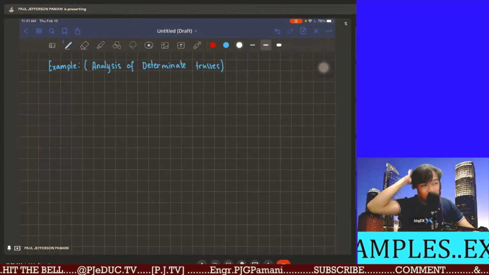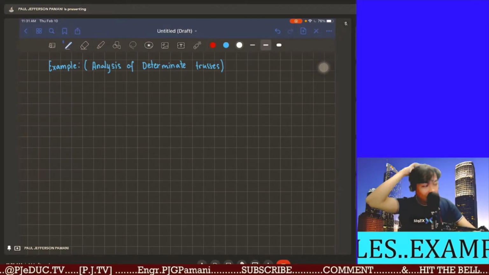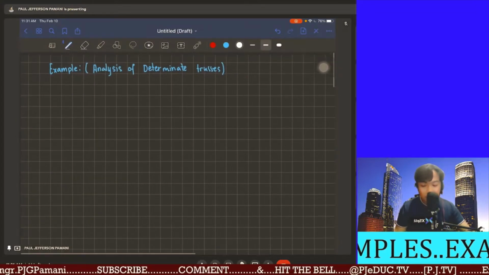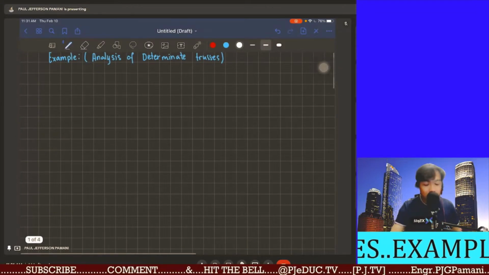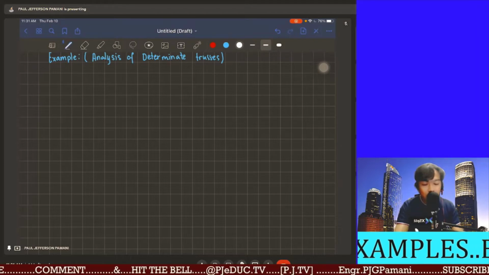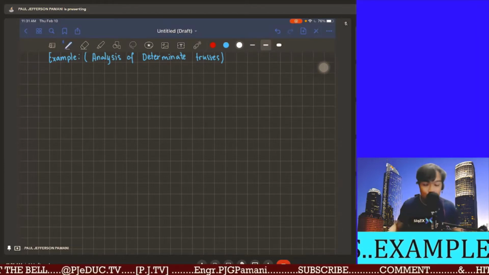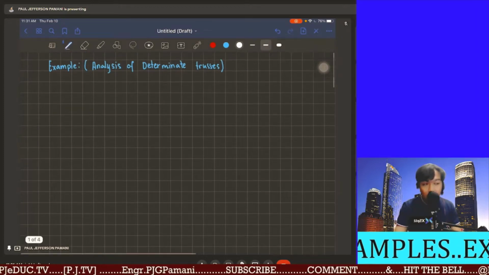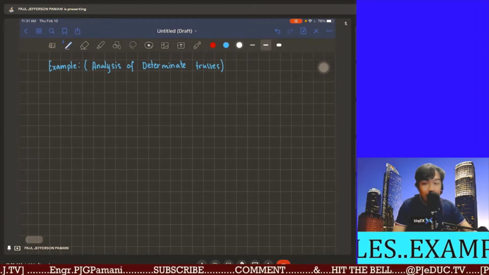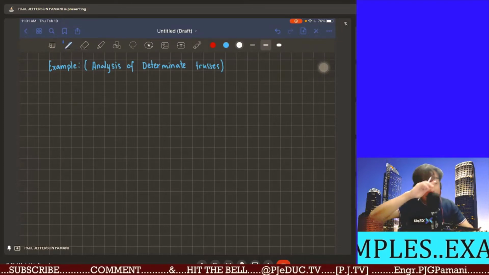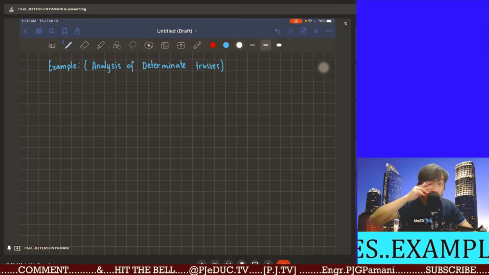So in continuation to our lectures for analysis of determinate trusses, we have here another set of examples using the method of joints, and probably will introduce later on other examples for the method of sections and method of substitution. But for now, let's review what we lectured from last meeting. What was our lecture from last meeting? That was basically the review on your method of joints.